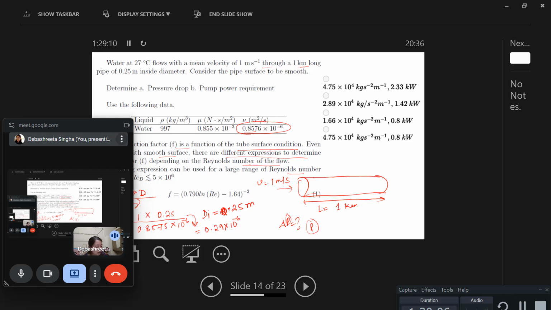So the Reynolds number is between 3000 and 5 into 10 to the power 6, so this number falls between this range. So we can take this expression. This is the expression for F, that is friction factor. So we have to calculate this F.